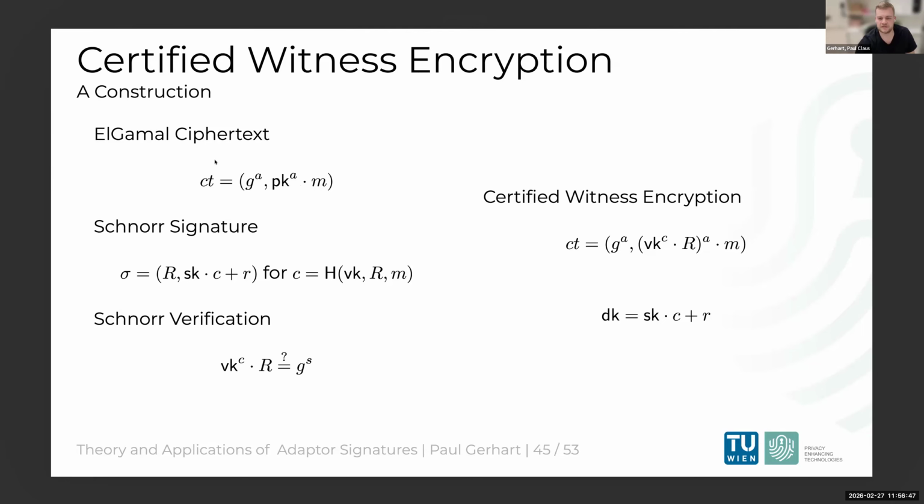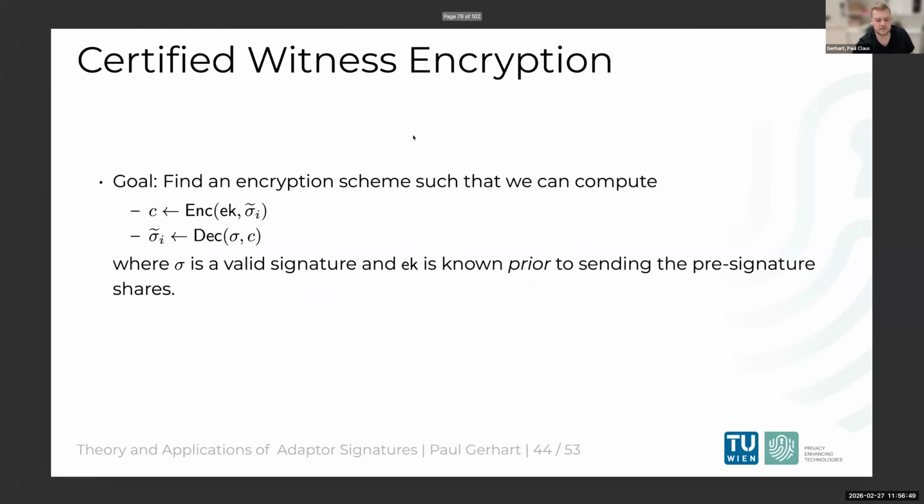I mean, this slide here, no? Oh. Yeah, exactly. Encryption kind of means you have a public key and you can get a ciphertext. Decryption means you have a signature and you can decrypt. And the interesting part is how to compute this encryption key such that you can actually decrypt with a signature.